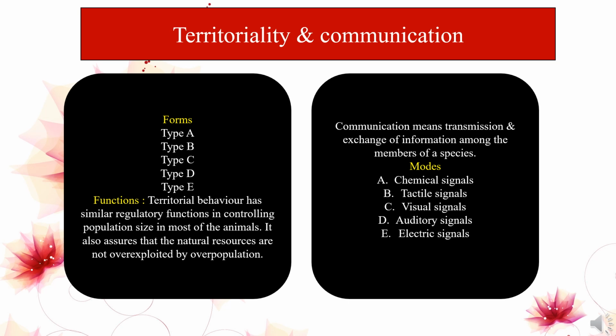Modes of communication are chemical signals: chemicals released by an animal into the environment to evoke a certain behavior in other members of the species are called pheromones. The latter are detected by smell or taste. Then the tactile signals. When a sender of signals is in contact with the receiver, a variety of messages can be communicated by varying the frequency, pressure, and duration of contact. Tactile communication is common in courtship and mating behavior.